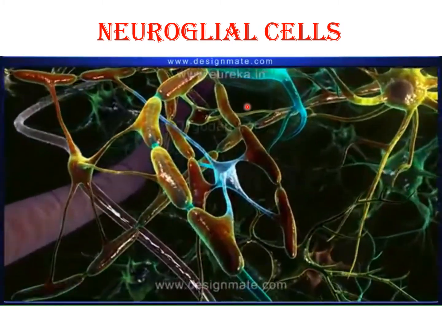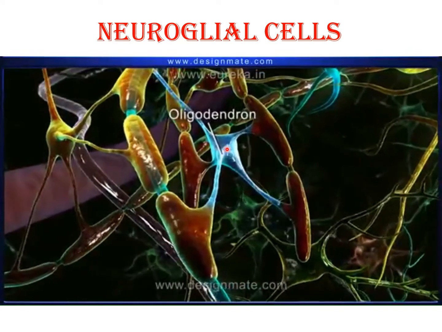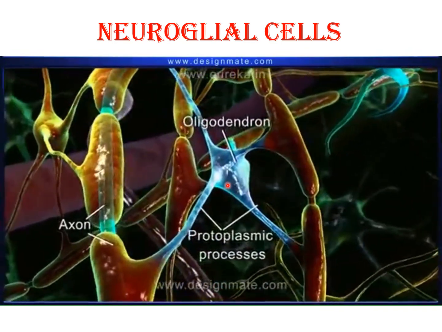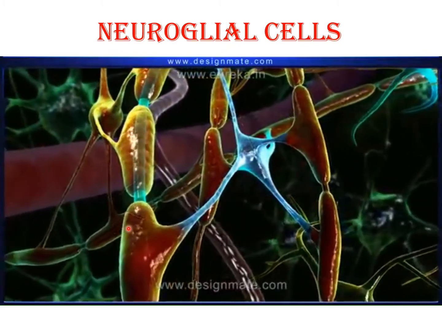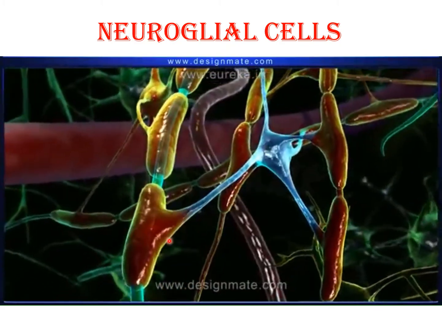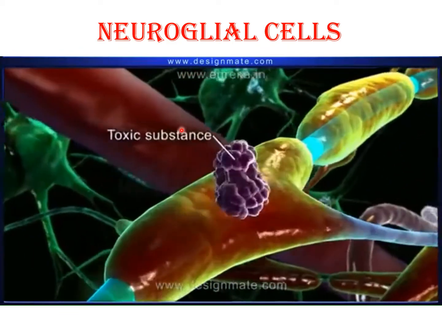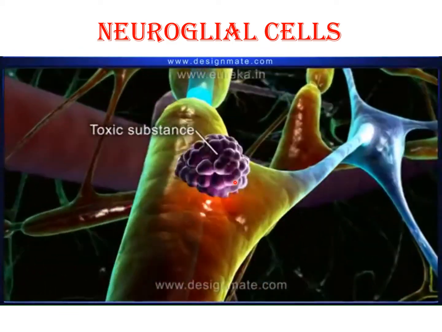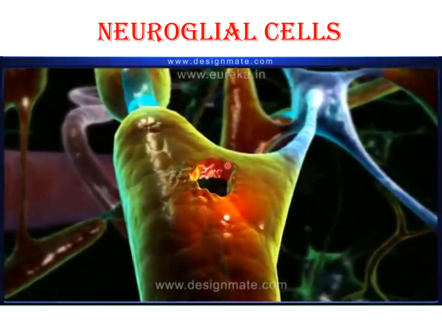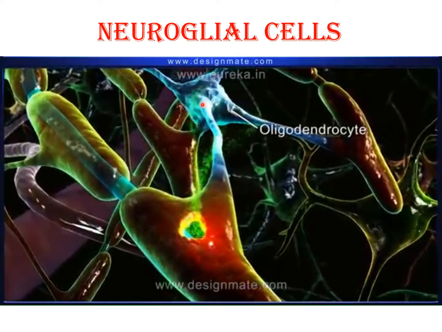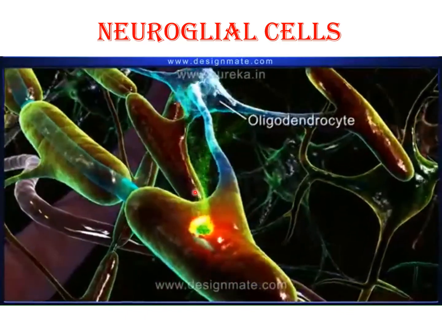like oligodendron, which are irregular in shape and are attached to axons by their protoplasmic processes. Their function is to secrete myelin. When toxic substances damage the myelin sheath on the neuron, it is the oligodendron which secretes new myelin to heal the damaged neuron.